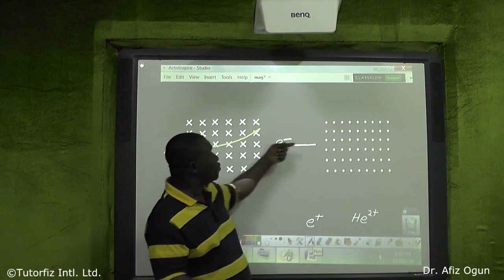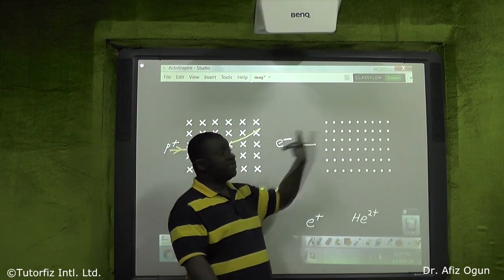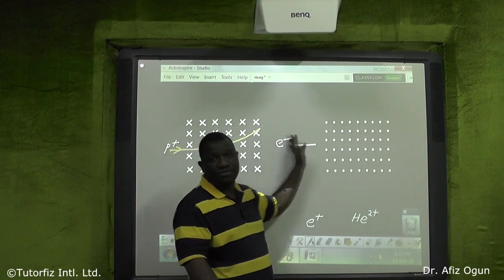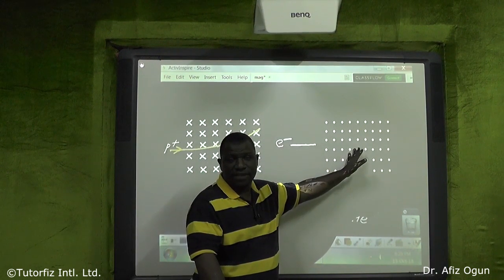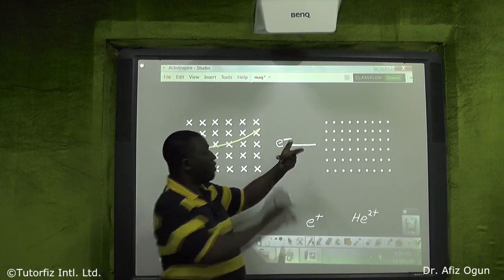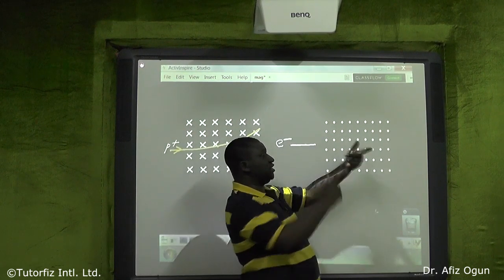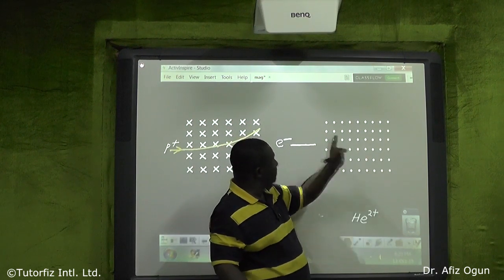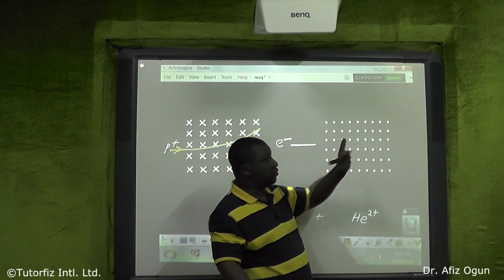When the electron is going in this way, that means current is going in the opposite direction. Electron is moving this way, a negative charge moving in, so the current is outside. Magnetic field is this way, coming out of the board.